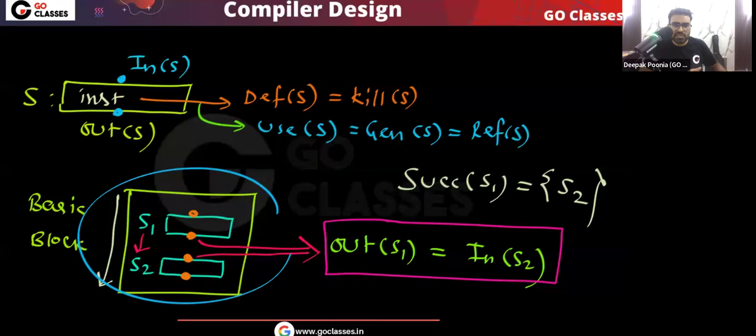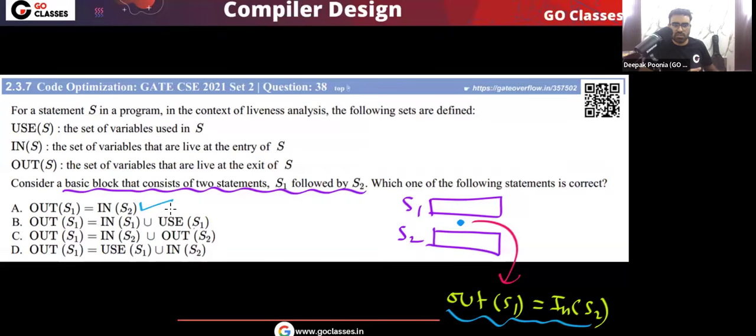Remember this is a basic block, and in a basic block we have a straight flow. So after s1, s2 will execute. For s1 there is only one successor, that is s2. So these two program points are basically the same, and out of s1 is the same as in of s2. So for this question the answer will be option A. Very easy question, the easiest question.